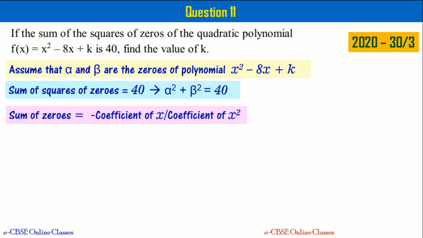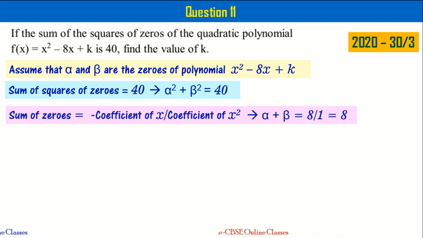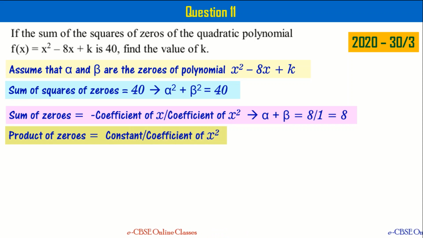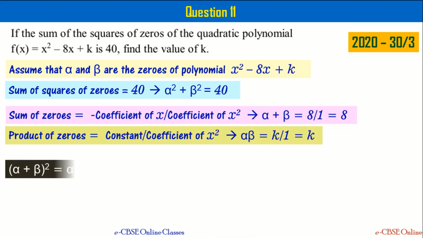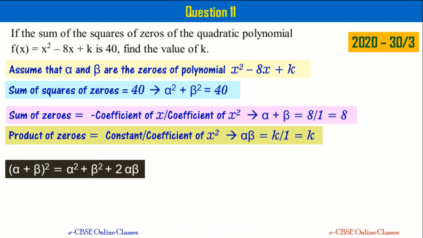Using the sum of zeros formula, we can say that alpha plus beta equal to 8 by 1, that is equal to 8. And product of zeros equal to alpha beta, that is equal to k. You try to recall the formula which connects alpha plus beta, alpha beta and alpha square plus beta square. That is alpha plus beta whole square equal to alpha square plus beta square plus 2 alpha beta, right? So we have values for all these terms in the equation.